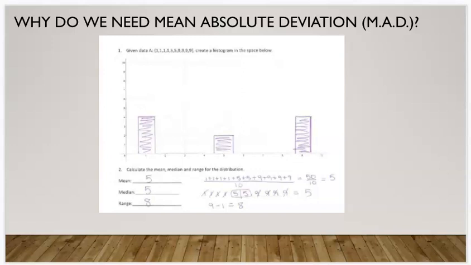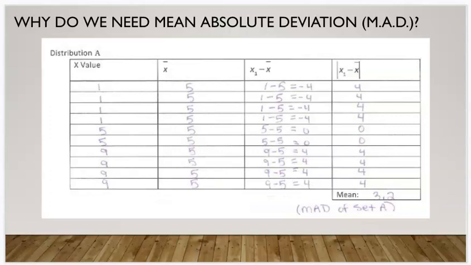Then calculate the mean, median, and range for the distribution. Notice that the mean and the median are both 5 and the range is 8. To find the mean absolute deviation, you take each data value and you subtract the mean from it. Then you find the absolute value, you sum those and take the average or the mean. So in this particular distribution, the mean absolute deviation would be 3.2.